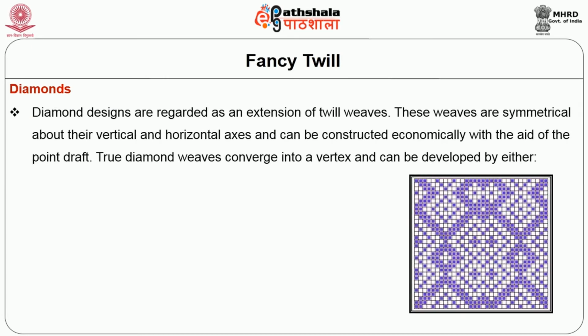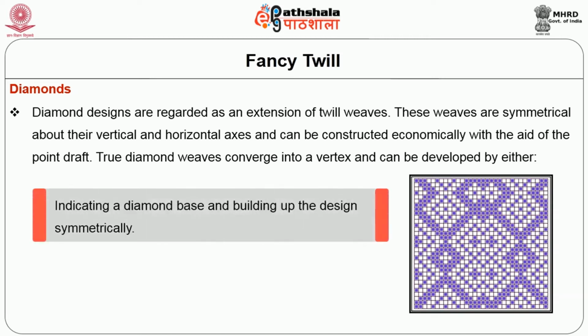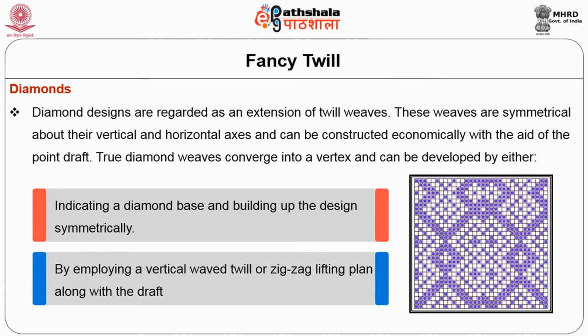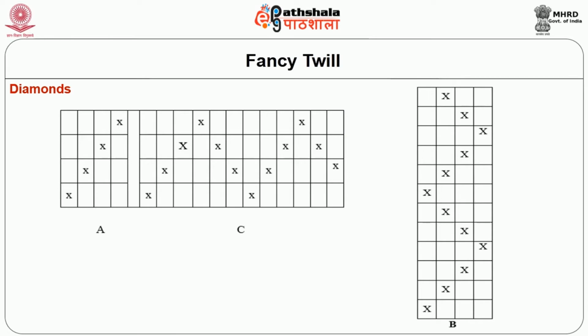Then the next variation of the fancy weave is the diamond weaves. The diamond designs are regarded as the extension of twill weave. These weaves are symmetrical about the vertical and horizontal axis and can be constructed economically with the aid of a point draft. True diamond weaves converge into a vertex and can be developed either by indicating a diamond base and building up the design symmetrically, or by employing a vertical wave twill or zigzag lifting plan along the draft. In this module, the second method of constructing the diamond weave is discussed.